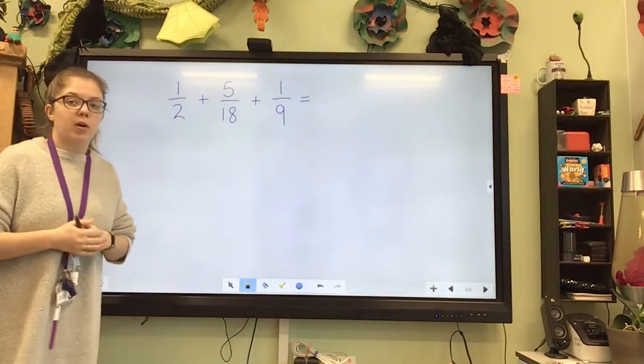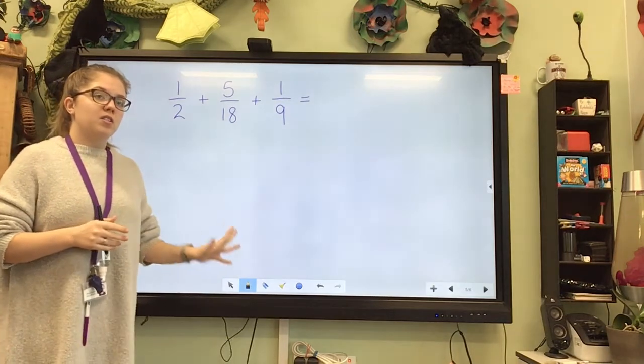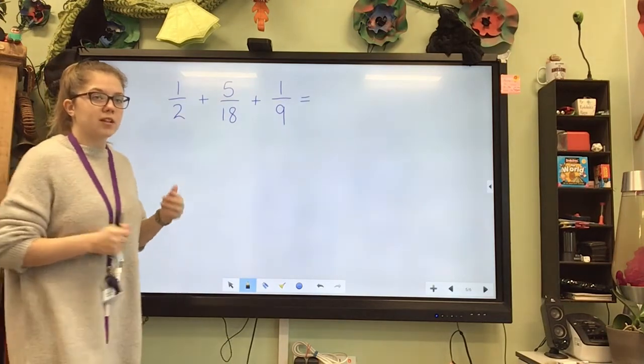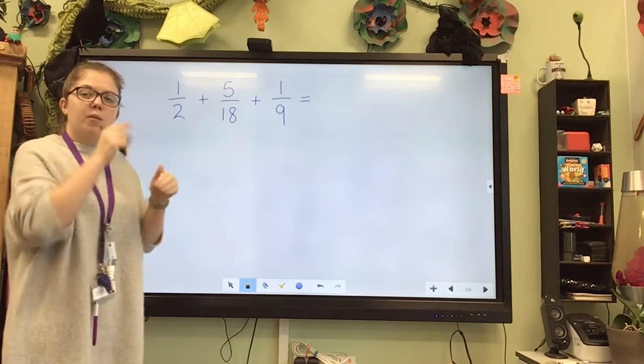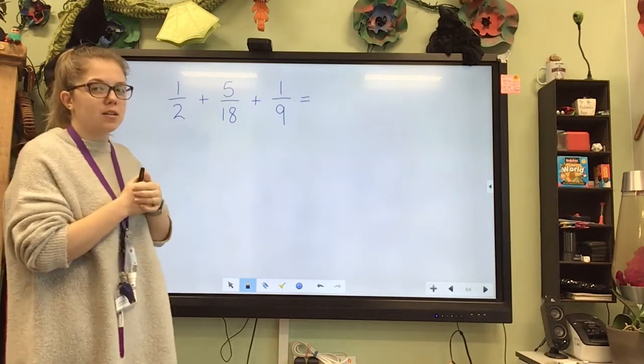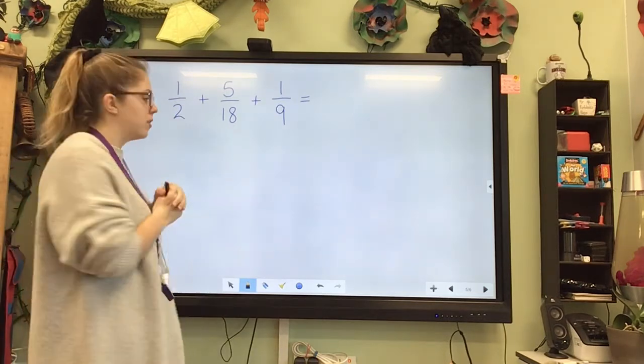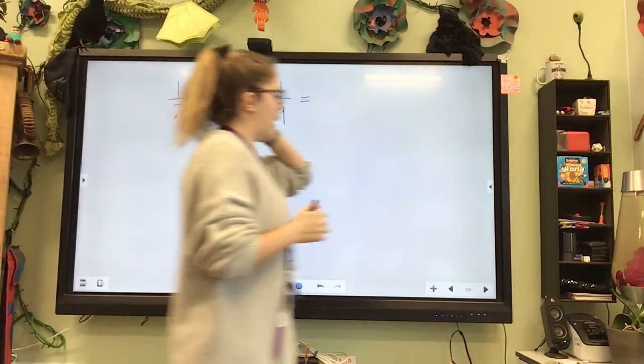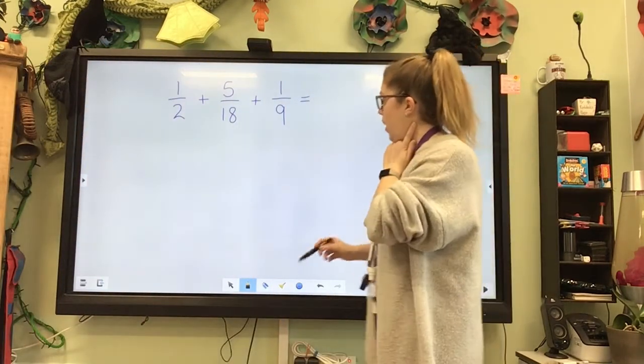Right, got another one here for you. We're going to step away from the bar models now and go back to the arrows and how we were converting that way in our heads mentally using our multiplication and division facts. So I've got 1/2, add 5/18, add 1/9.